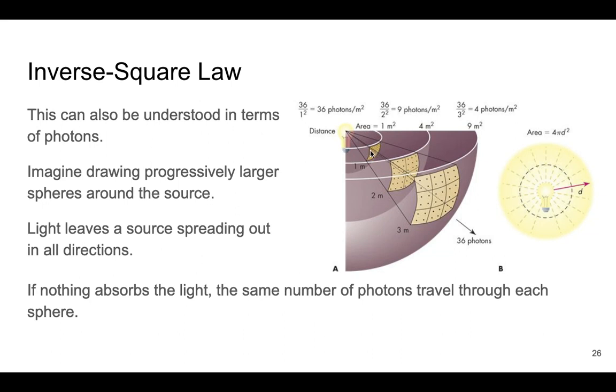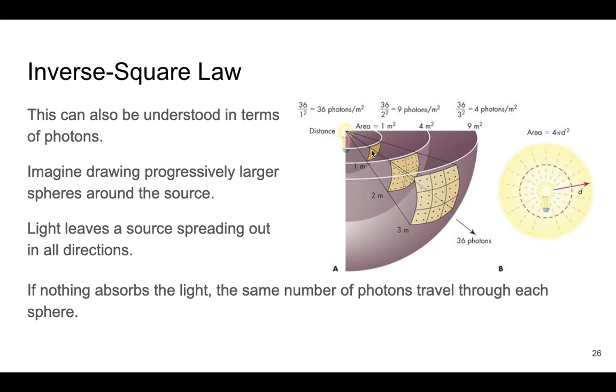If you go twice as far away, if you wanted to collect 36 photons, your collector wouldn't be twice as big. It would have to be 4 times as big. That's the idea of the inverse square law. So all of the squares in all of these pictures, the little squares are all the same size. They're all 1 meter by 1 meter.